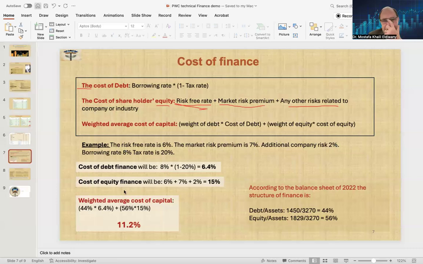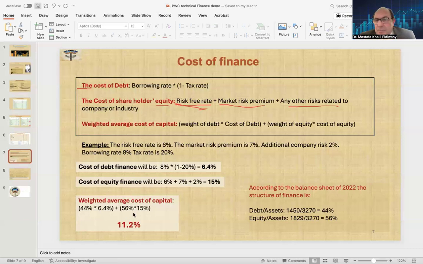Cost of equity finance will be the risk-free rate, the rate on the deposits, the rate on the treasury bills of the government, 6%, and you add on it all the expected risks you might encounter. The higher the risk, the higher the return you require. So we added the 7 plus 2, 9 plus 6, 15%.